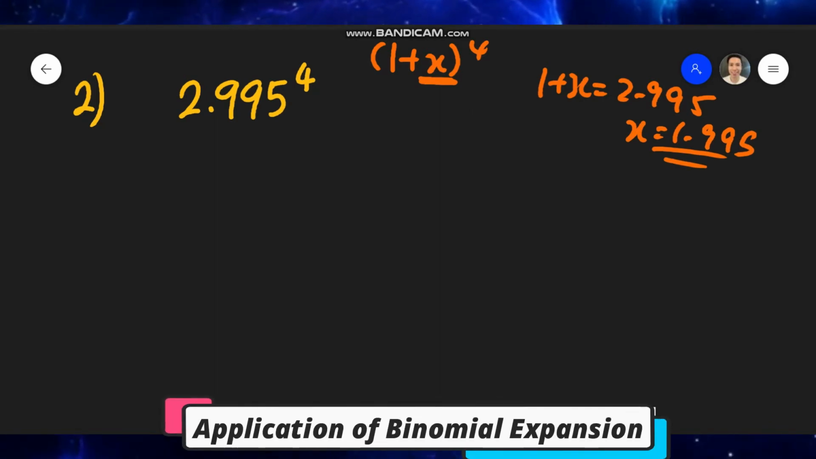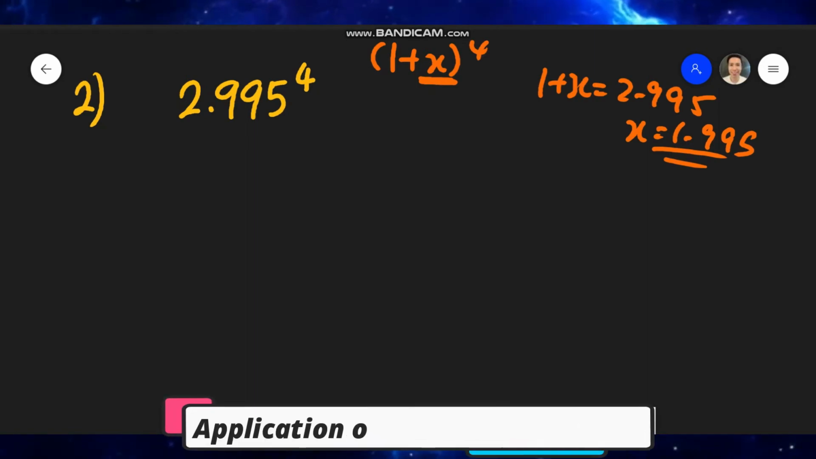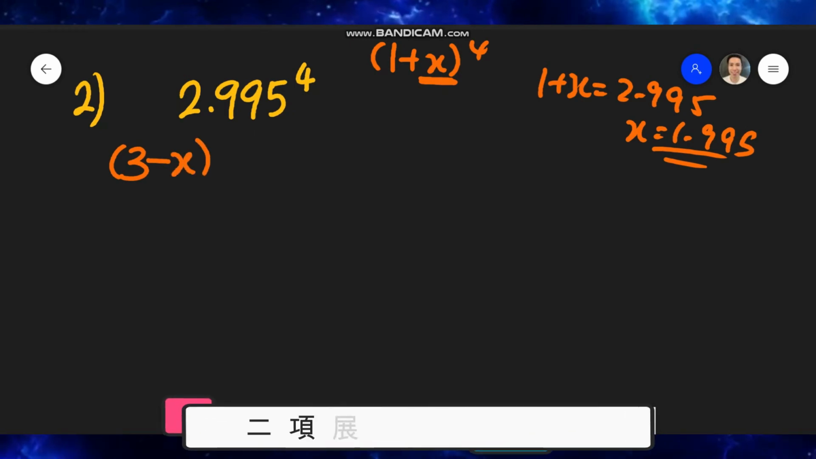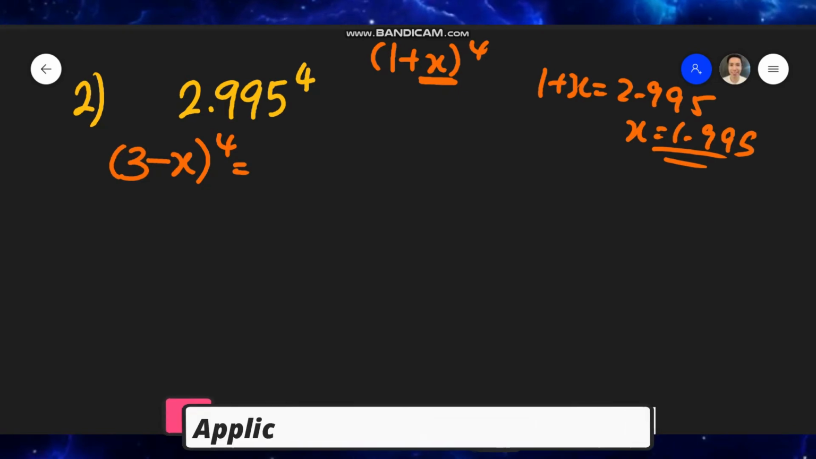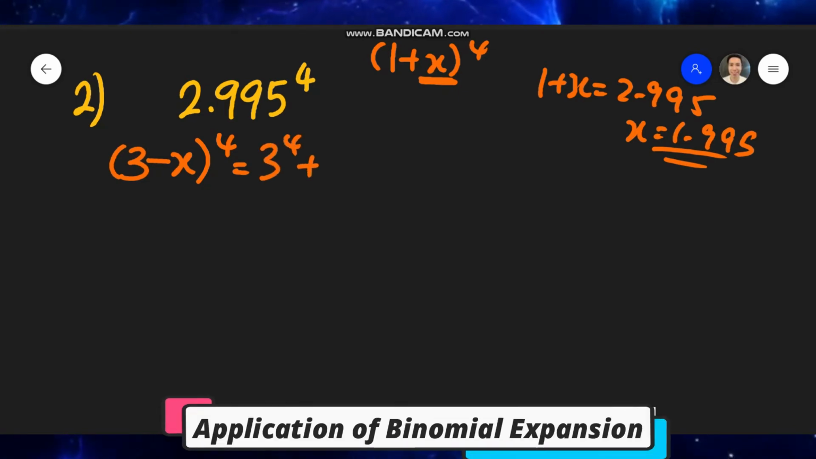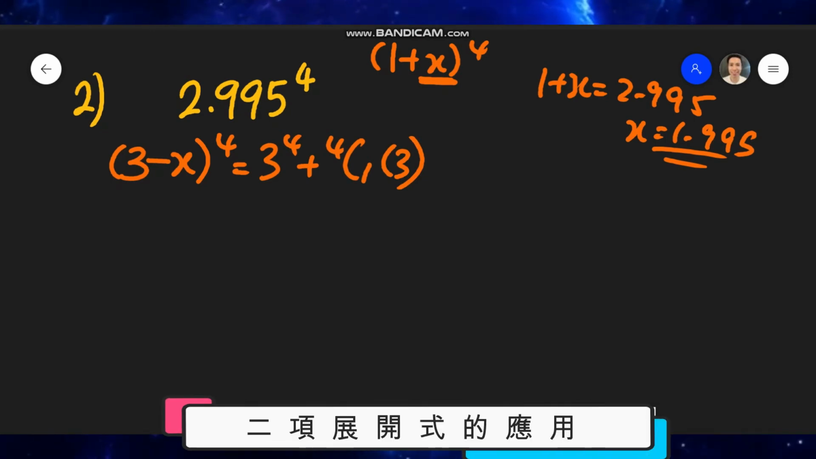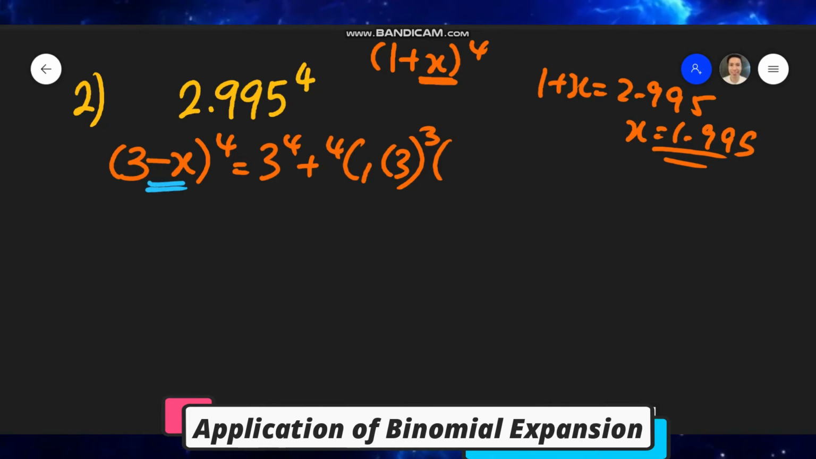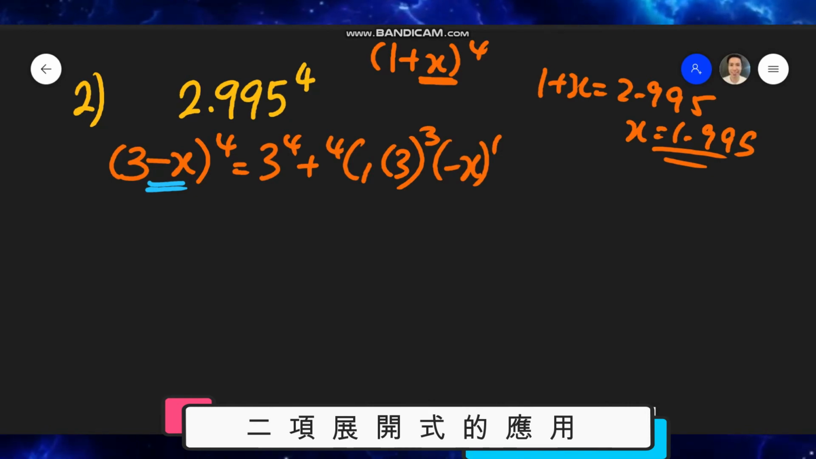So hence, instead of using plus, we may use minus. So how do we use minus here? Actually, we can think of the bigger number here, which is 3, right? We can take 3 minus x to the power of 4. Okay, so let's get started to expand this expansion. So now 3 power 4 plus 4c1, here 3, then 4 minus 1 is 3, right? Then the next term, which is the right term here, negative x, okay? So negative x power 1, okay, because we need to get power 4. So 3 plus 1 will give us 4, right?